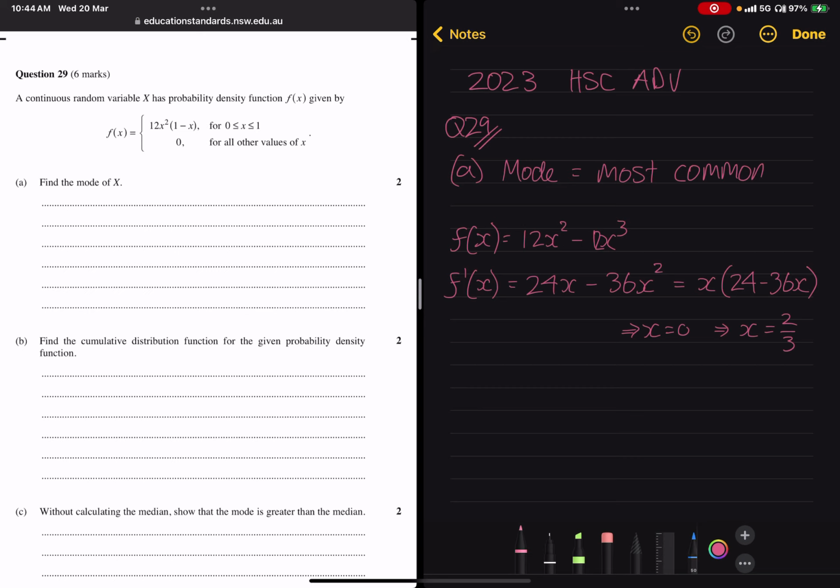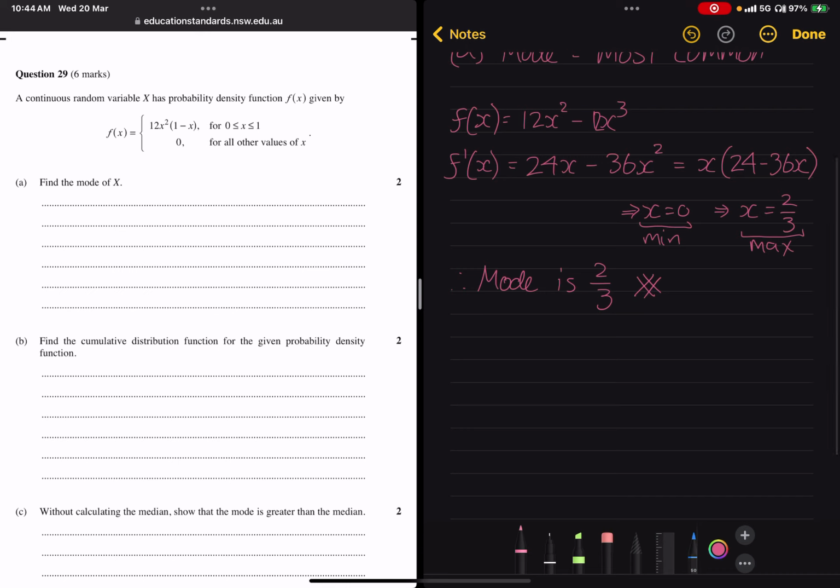Now, we don't really know which one is a max, which one is a min, or if they're both maxes or both mins. If we plug x as 0 in, the whole function goes to 0. So this, pretty much from inspection, is going to be a min. 2/3, you plug this in, test some points around it, this is going to be the max. So therefore, the mode of x is 2/3. And this is the answer to part A.